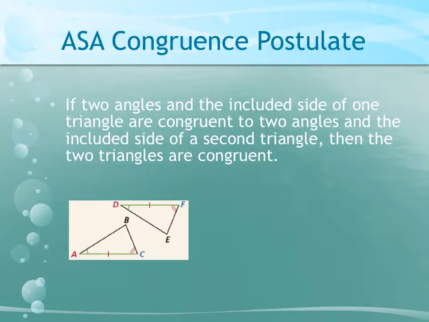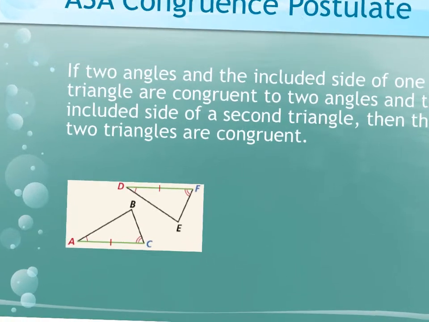The first one is the Angle-Side-Angle congruency postulate. For this postulate, if two angles and the included side of one triangle are congruent to two angles and the included side of the second triangle, then the two triangles are congruent. So you'll have the two angles and the side connecting them. That's the included side.